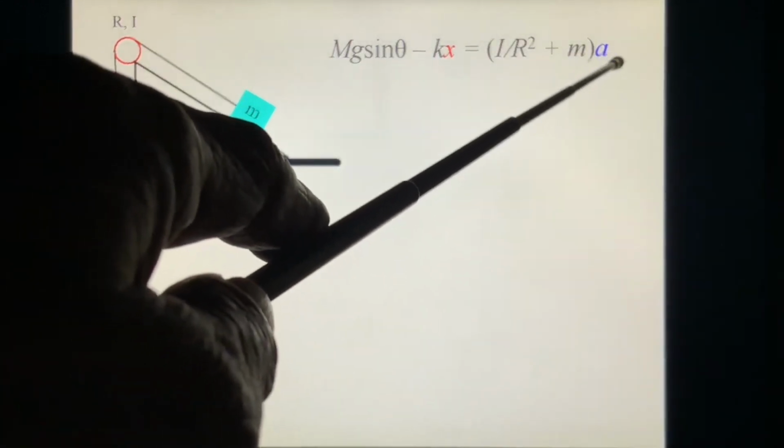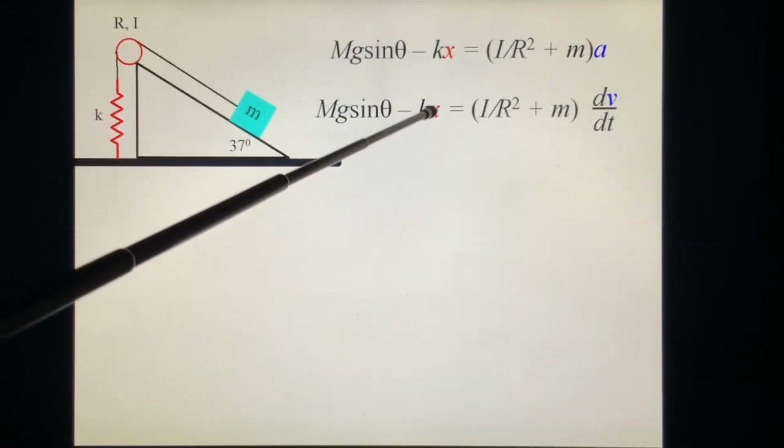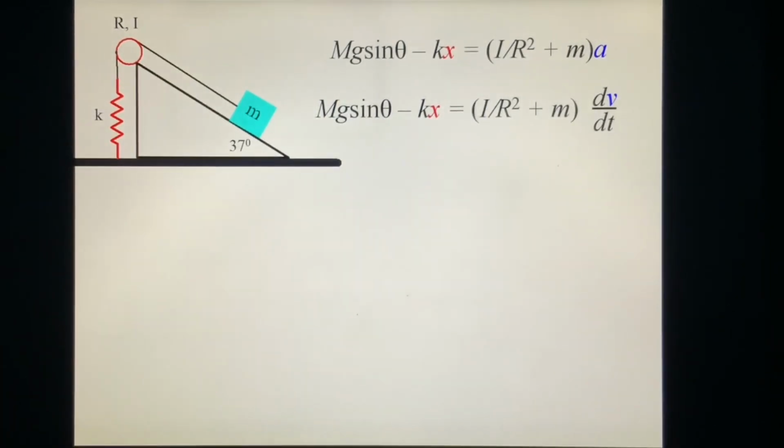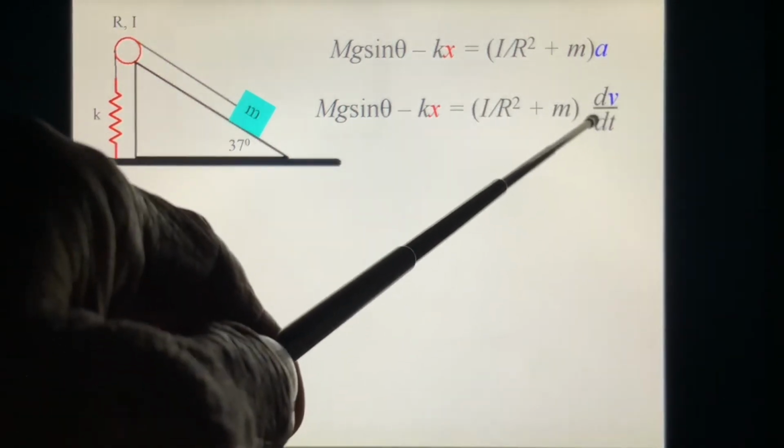We write this a as dv dt, okay? And dv, this is x, this is a v. What we want to find, what we given? We given is when it's moved down 1.0 meter, what is its speed? Okay?